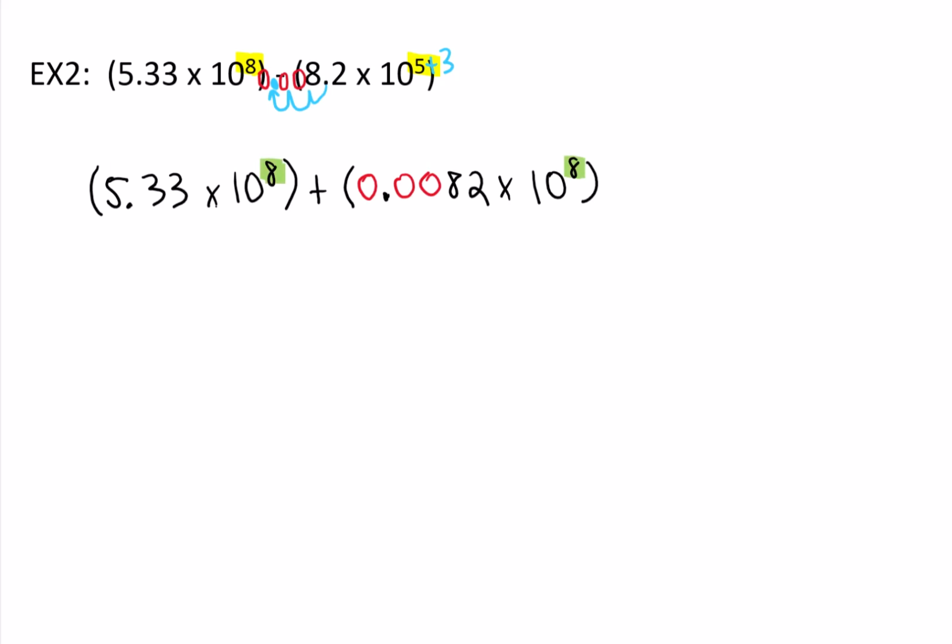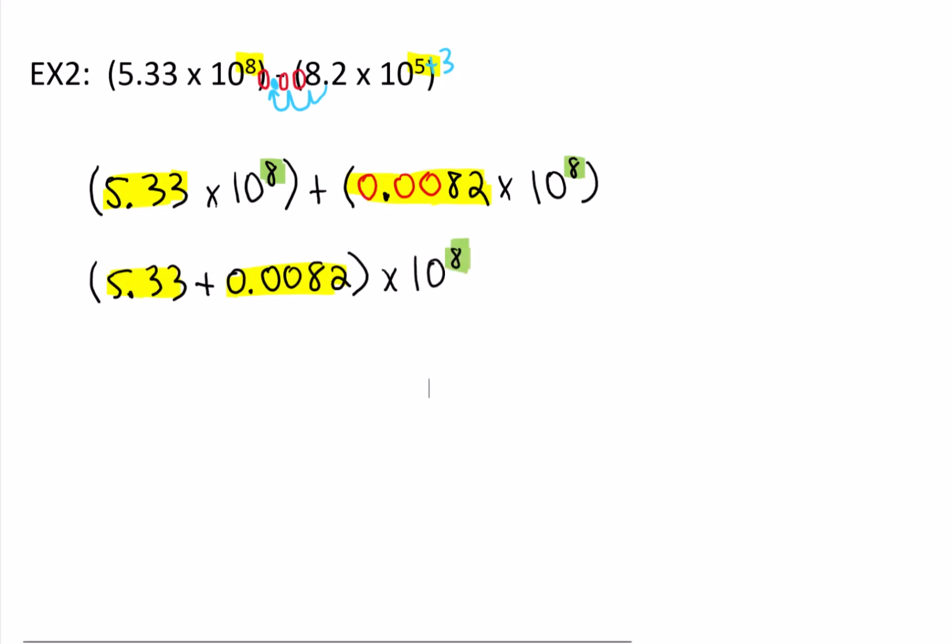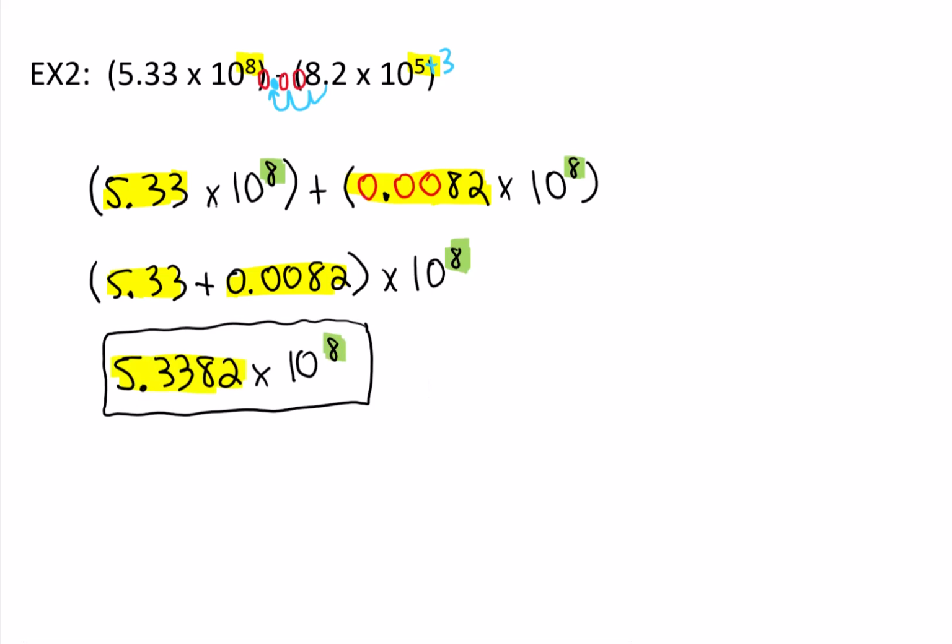All right, now that my exponents are both 8s, we could go ahead and add these two terms together. So I'll bring down my two terms, 5.33 and 0.0082. That's followed up by times 10 to the 8th power. Again, we keep the same exponent. Finally, when we go ahead and add them together, we get our final answer of 5.3382 times 10 to the 8th power.